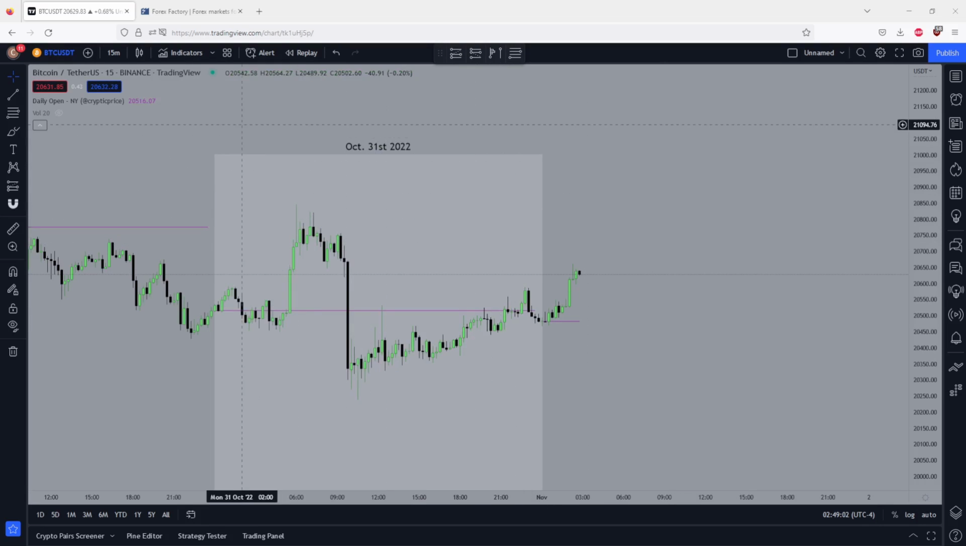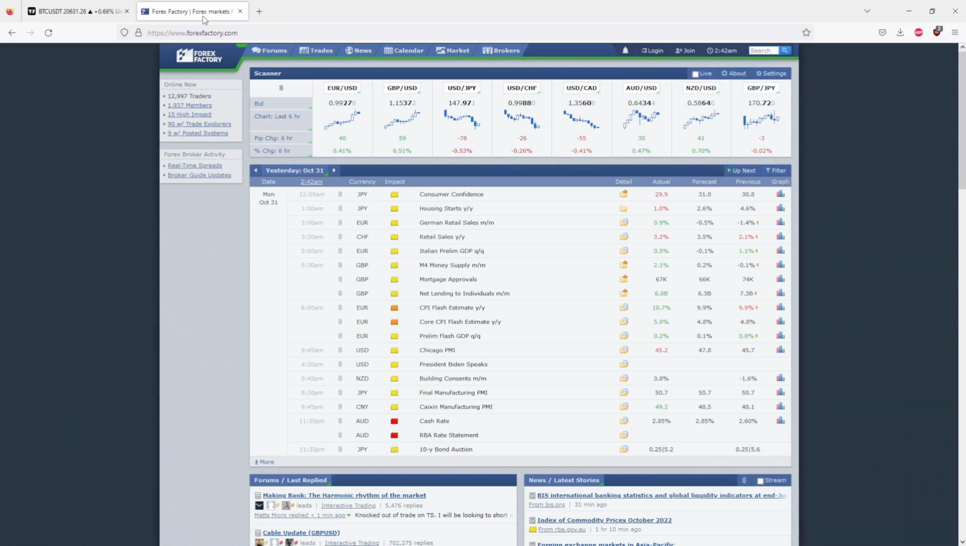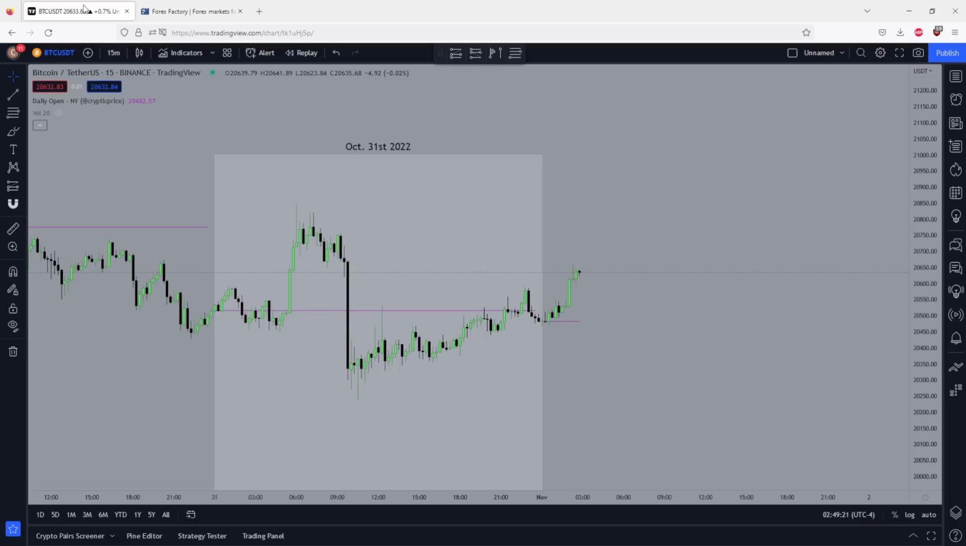And as usual, before we get into the price section, we look at the economic calendar and look if there were any high or medium impact news events for US dollar. If you look at this on Forex Factory, the economic calendar, we can see there were no high or medium impact news events for US dollar. So we don't have to worry about that and we can focus solely on price action.